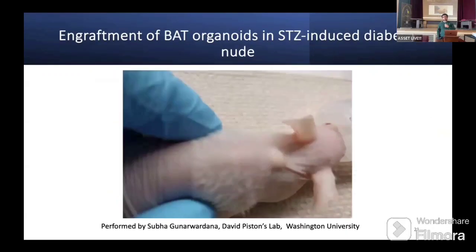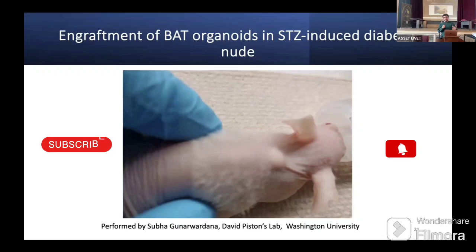So then the in vivo experiments. We engrafted these organoids into STZ-injected nude mice. These mice, first of all, are immunodepressed, because we cannot graft human cells into mice that are immunocompetent; they will just completely kill our cells. So we used immunodeficient mice, and then we destroy their beta islets to stop the production of insulin, and grafted our organoids to rescue their phenotype.